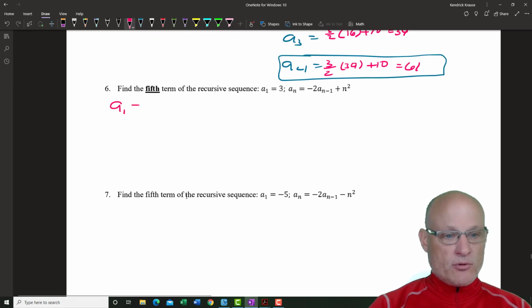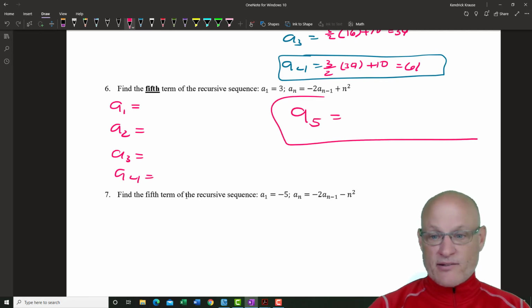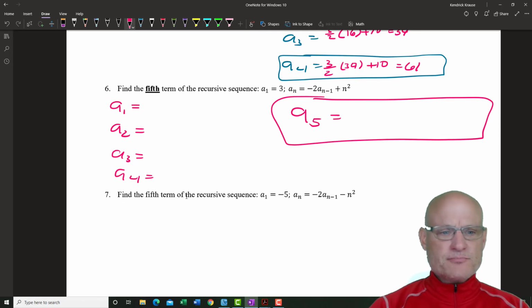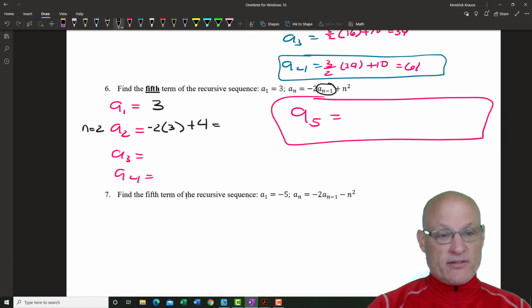All right, now we're going to find the fifth term. So A1 equals, A2 equals, A3 equals, A4 equals, and our final answer will be A5 equals. Box that in because that's our final answer. So A1 equals 3. Now let's see, there's the previous term. So take -2 and multiply it by the previous term and add, oh, wait a second, n equals 2 here, right? So add n squared. If you want, you can write 2 squared, or you can just write 4. It's negative 6 plus 4 is negative 2.